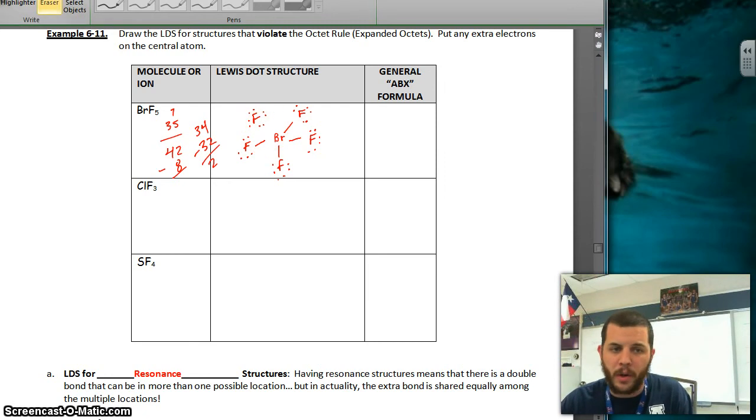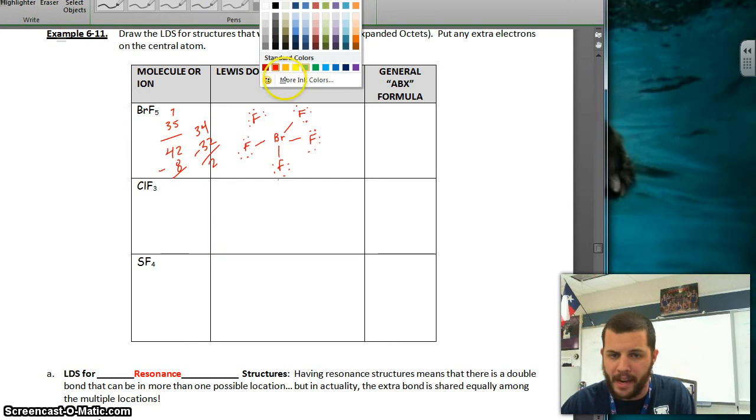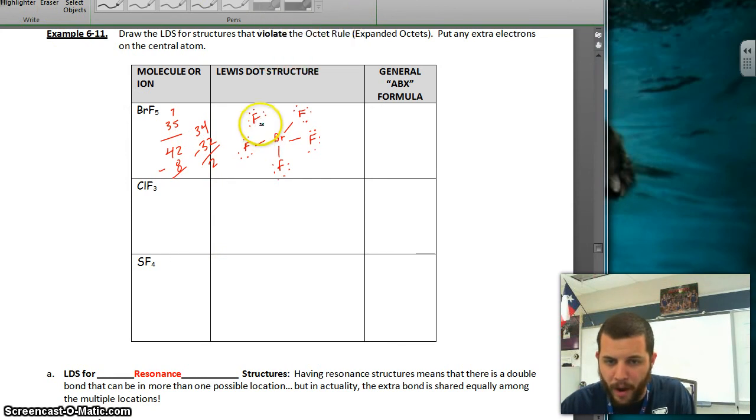So what I'm going to do is now this needs an expanded octet. So I'm going to erase 2 of these electrons here. I'm going to actually make a bond with that, okay? So now he's actually going to be bonded to bromine. So now bromine has 10 electrons on the central atom.